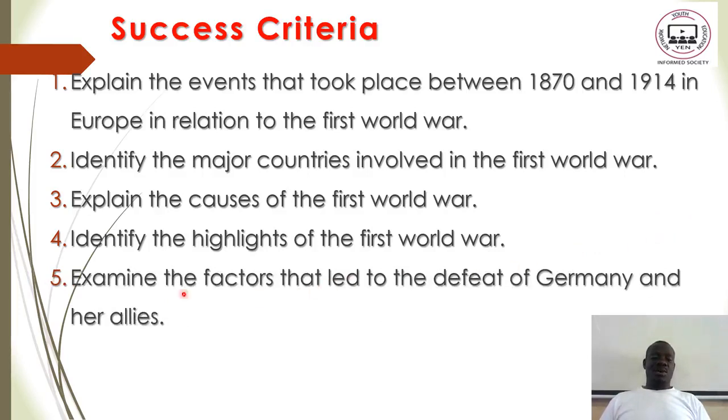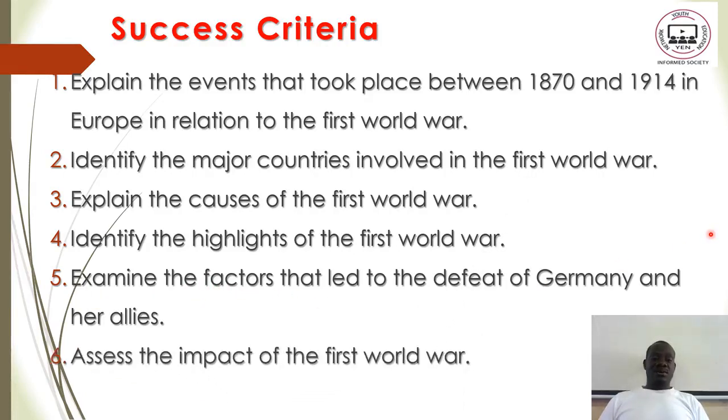And also, we are going to examine the factors that led to the defeat of Germany and her allies. At the end of it all, we are going to see that Germany was one of the countries that took part in the First World War, but Germany and her allies were defeated. So we are going to look at the factors. What were those factors that led to the defeat of Germany and her allies? And also, we are going to assess the impact of the First World War. What was the impact of the First World War?